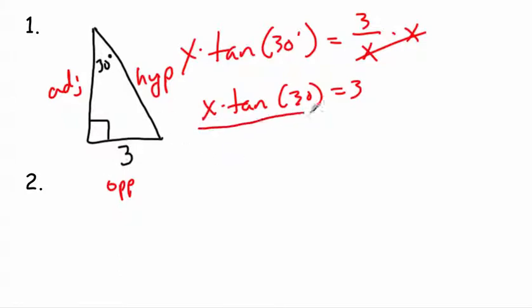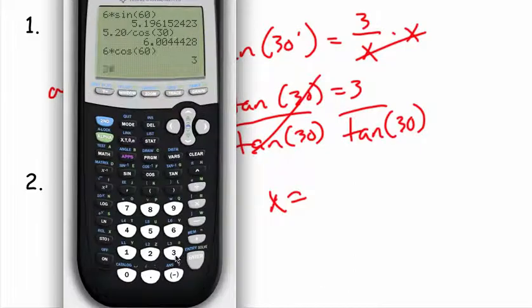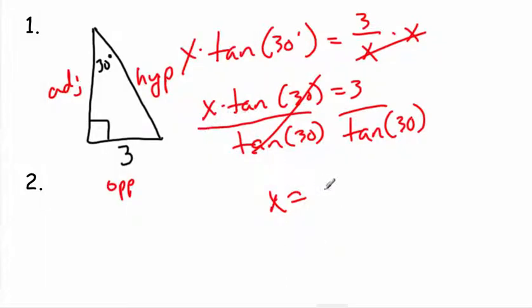Now I'm going to divide both sides by tangent of 30. So x equals whatever 3 divided by tangent of 30 is. So I'll turn to my calculator. 3 divided by tangent of 30. I better get something close to 5.20, and I get 5.19615, so 5.20. So you see that no matter which one of these I use, it gets me the same numbers. So now I know that this is 5.2 basically.